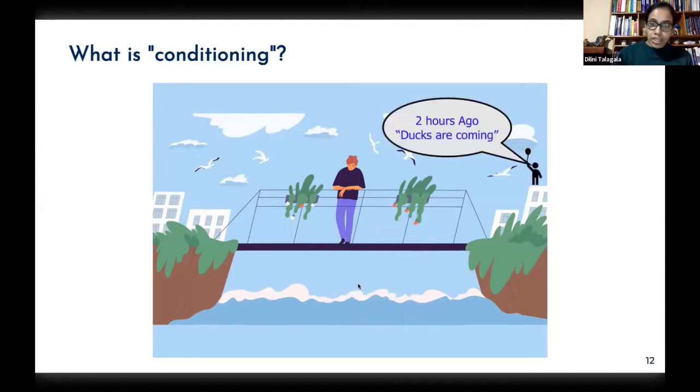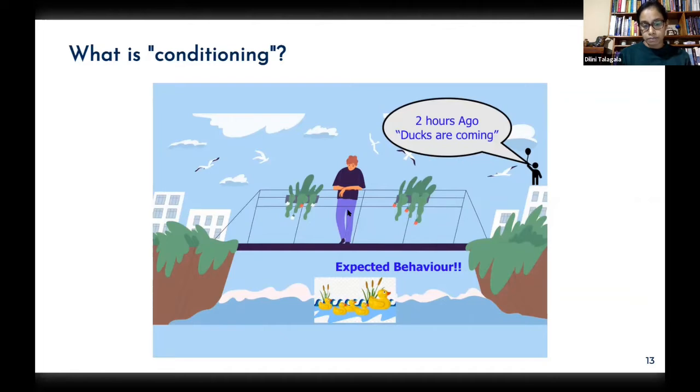Now imagine a second situation where you have a friend 200 meters up the river standing on another bridge. And 2 hours ago, he yelled out to you saying, ducks are coming down the river. Now, at this point, I'm expecting to see the river ducks. So when they appear, that's not unusual, because previously I got information from my upstream friend. Since we previously got this information, we are expecting this to happen, so we don't call it an anomaly.